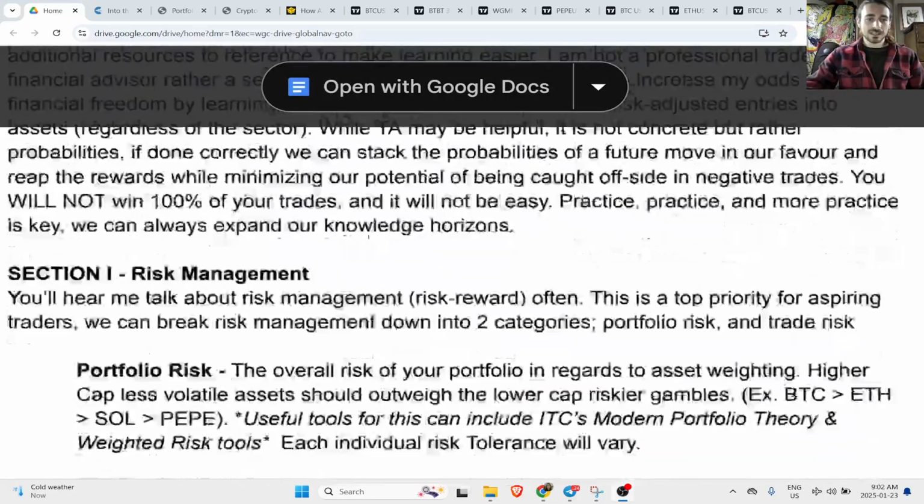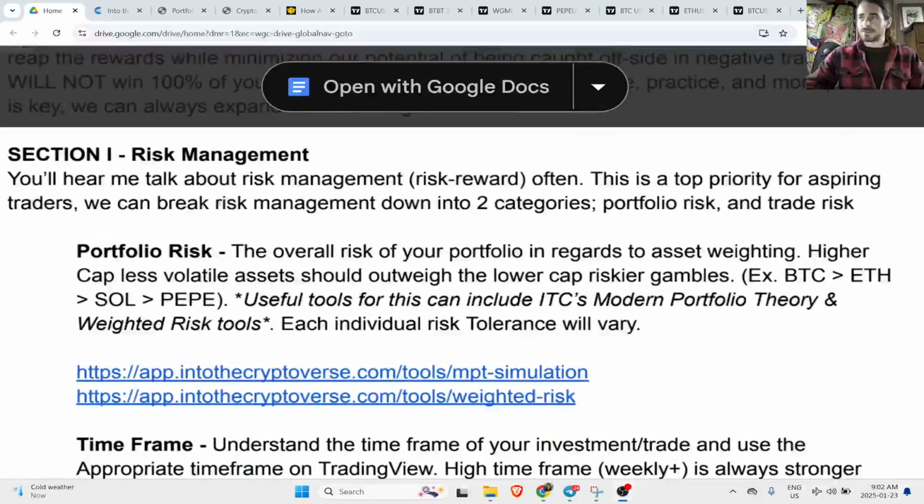So the first thing we're going to touch on is a little bit of risk management. I talk about risk management, or risk reward, very often. Essentially, with any investment that we take, we have to expect more upside than potential downside. Otherwise, it doesn't offer the risk return that we're looking for in that position. So top priority for aspiring traders, we can see risk management broken into a couple of categories here.